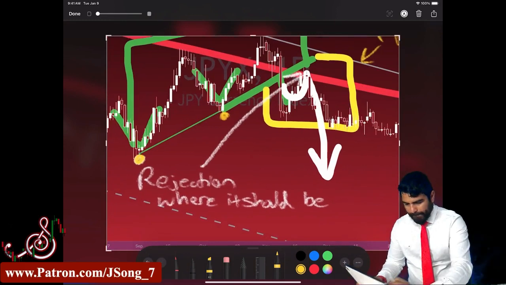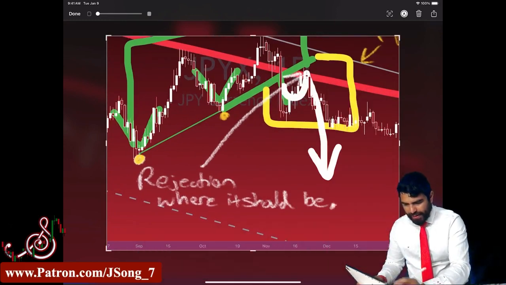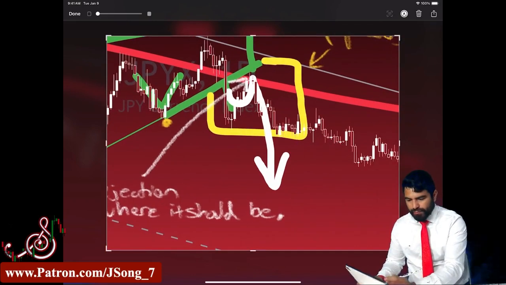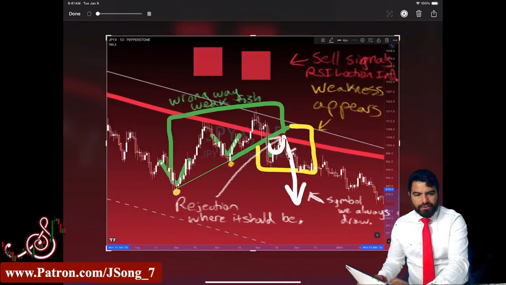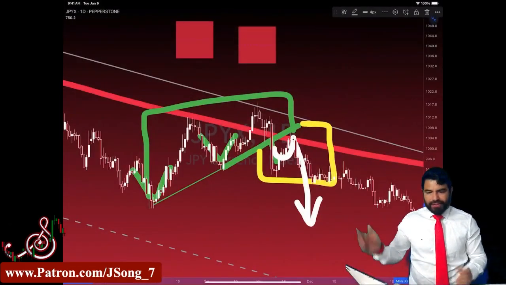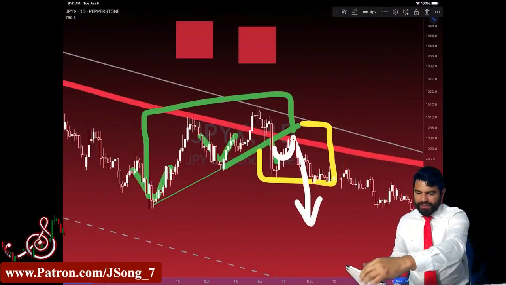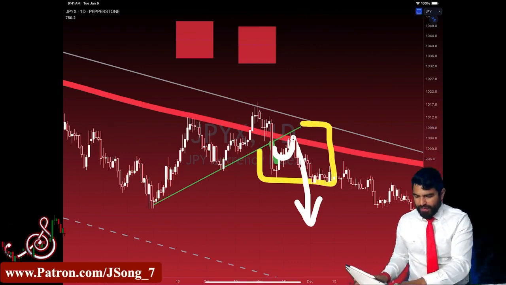Okay. I think that's what I need you guys to see, and then that's our symbol. Symbol we always draw. Okay, that's the symbol we always draw in every single episode. So those are the things we need to remember. Now let's do this on the next one. Okay, it's really easy, super easy.